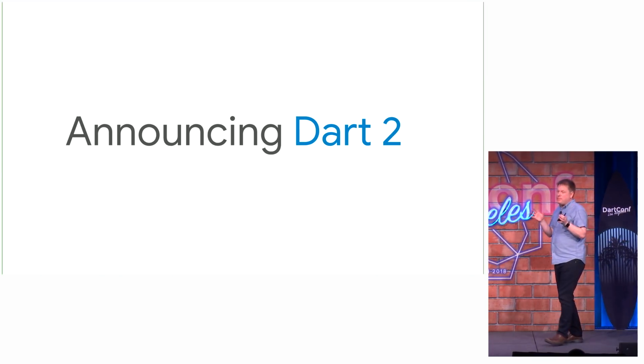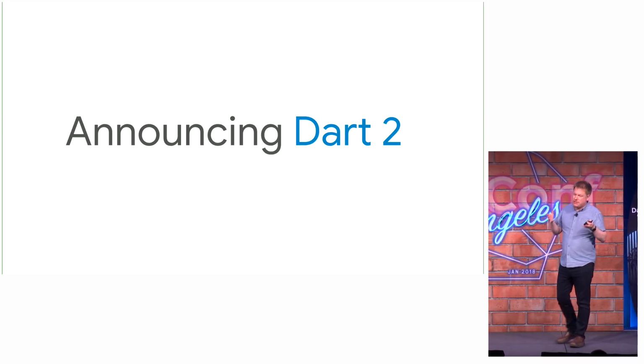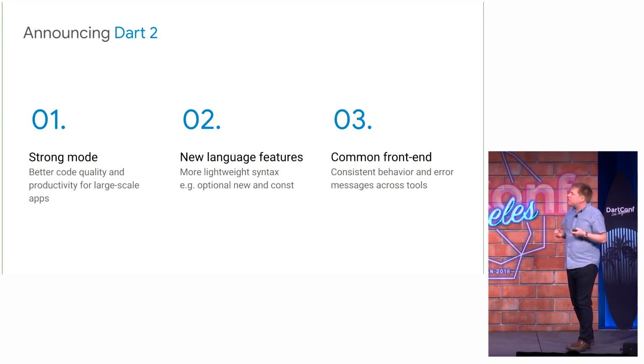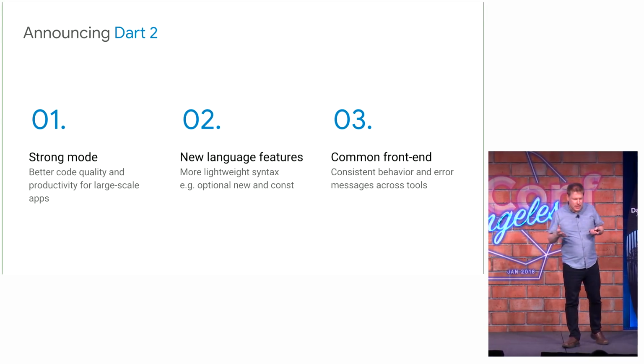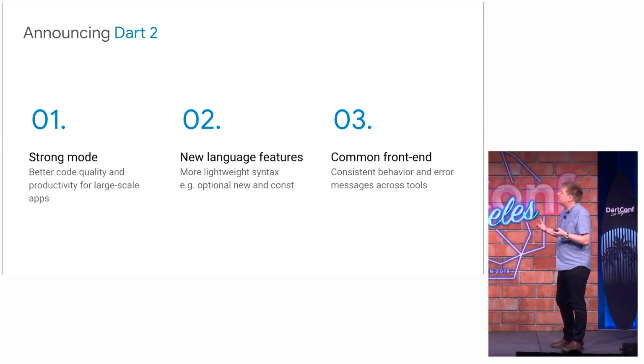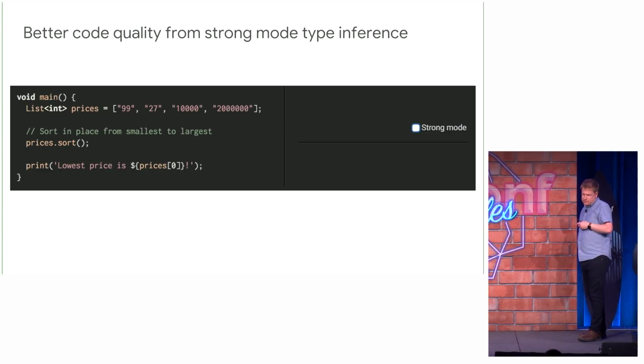Dart 2 is a reboot of Dart as a language optimized for client development. Dart 2 is mainly about three things. Firstly, strong mode. Secondly, some new language features. And thirdly, a common front end. Let's talk about each of these in turn.